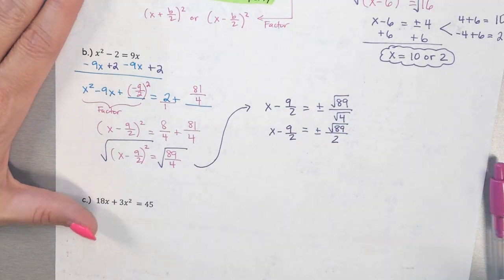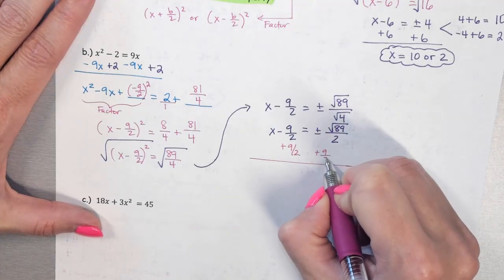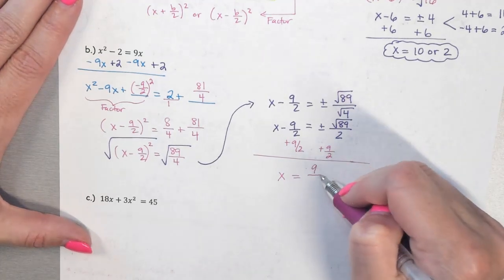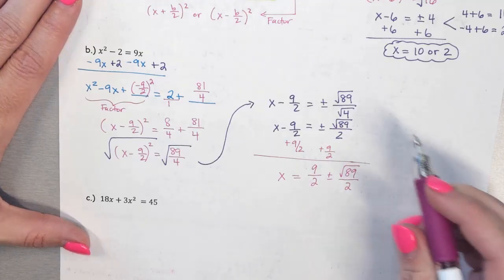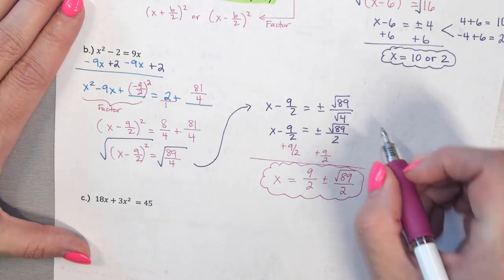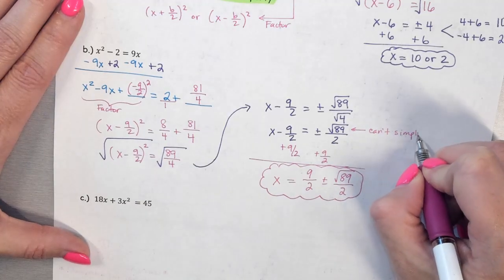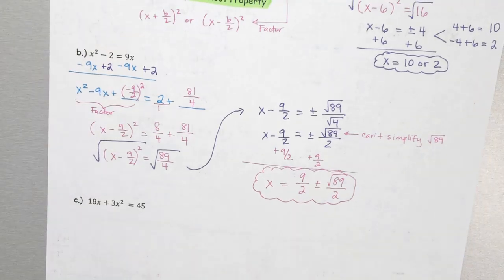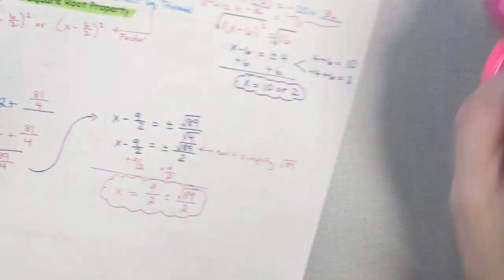Okay, and then your last step is just to add 9 over 2. So your final answer is x equals 9 over 2 plus or minus root 89 over 2. Okay, so this one you can't simplify root 89. You do need to check. Sometimes we'll simplify, sometimes they will not.